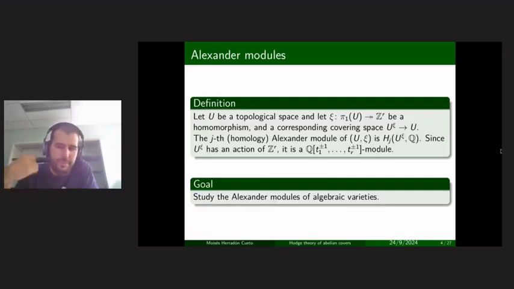These are, in principle, vector spaces over whatever field of coefficients you choose, but they're also modules because they have this deck transformation action. So if you take a bijection between the generators of Z to the r and the r variables, you get an action of a Laurent polynomial ring on homology. So these are Alexander modules, this is their module structure, and I want to study the Alexander modules of algebraic varieties.